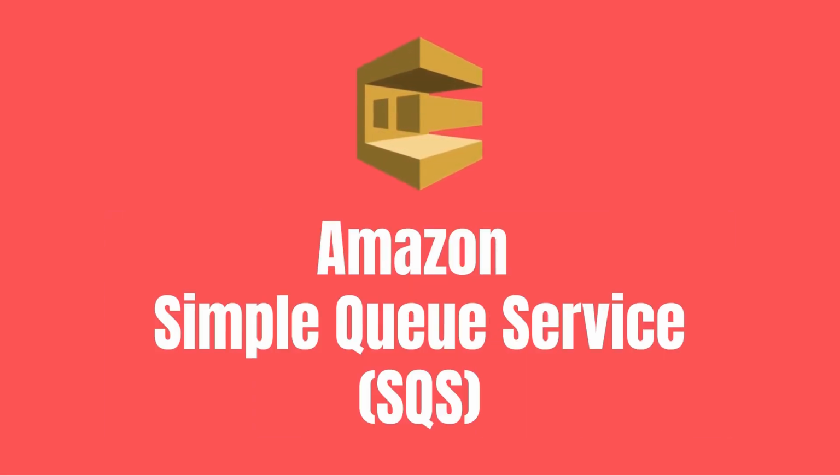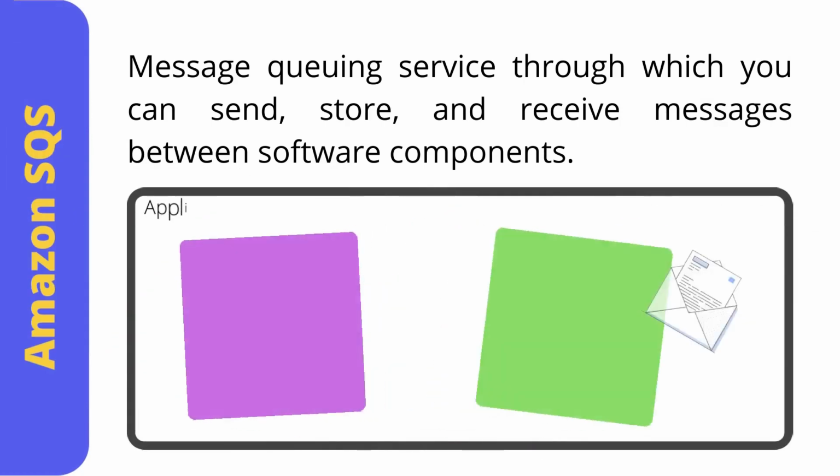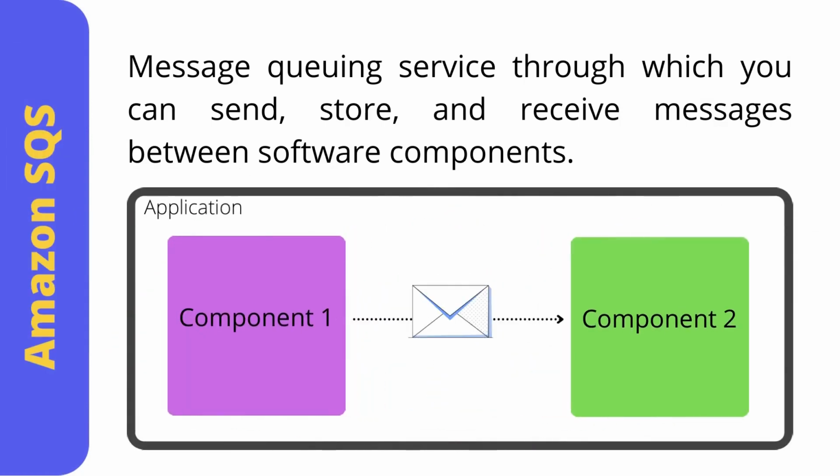First, let's see what is Amazon Simple Queue Service or Amazon SQS. Amazon Simple Queue Service or Amazon SQS is a message queuing service through which you can send, store, and receive messages between software components without losing messages or requiring other services to be available.